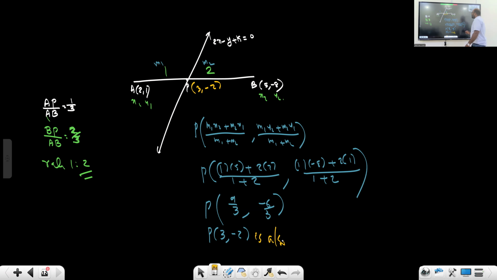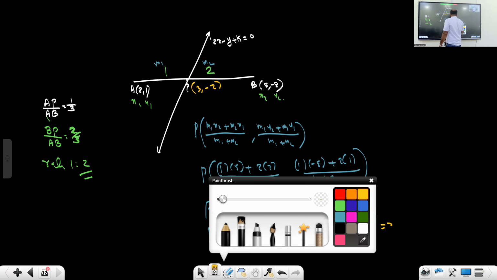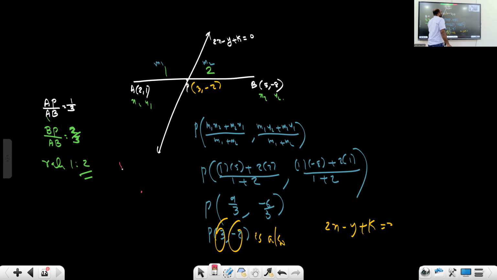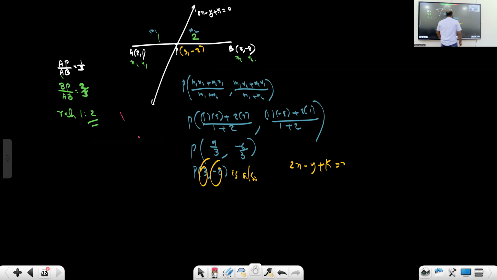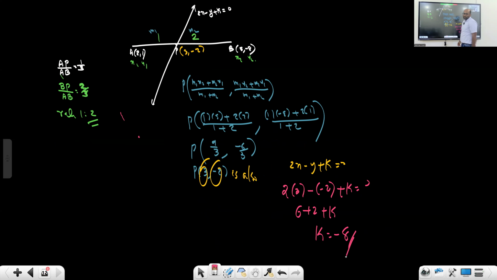What is the line name? 2x minus y plus k equal to 0. X value you have, y value you have, substitute. This is your x value, this is your y value. Substitute. Then let me know. X value 3. Here k is not the ratio, just a letter only. 2 into 3 minus minus 2 plus k equal to 0. 6 plus 2 plus k equal to 0. What is the k value? Minus 8. Here it is not a ratio, just an unknown value only.